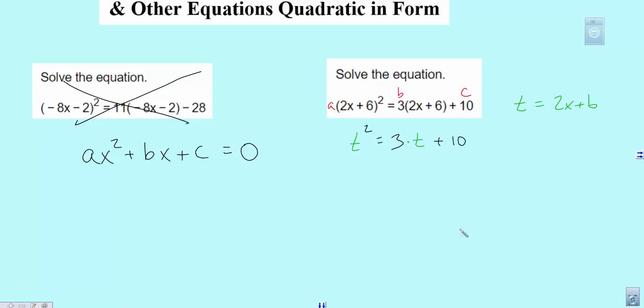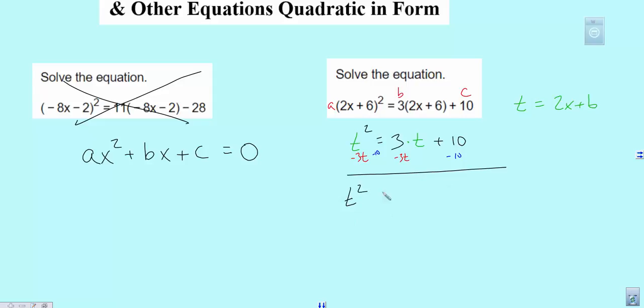plus 10. So now I'm hoping you can kind of see here that, hey, wait a second, we're really close to quadratic, to a standard form of a quadratic equation. So now the thing is, though, we need everything on one side. No problem. We start moving stuff. So we subtract 3t, we subtract 10. So when we start rewriting this, we got everything moved over to one side.